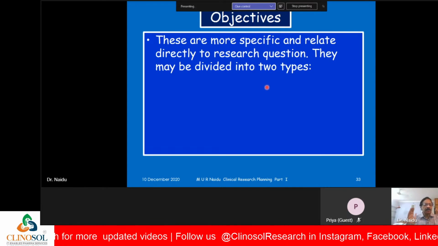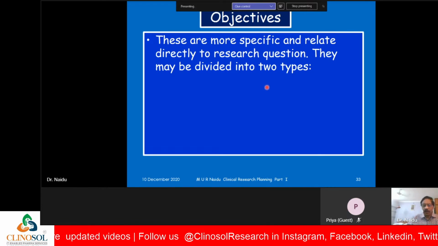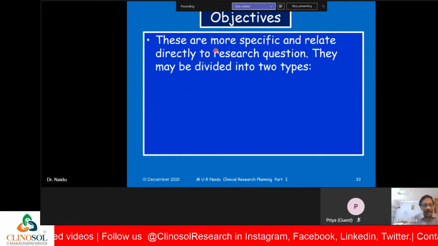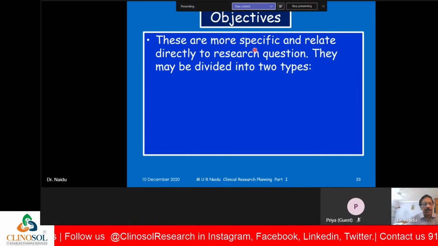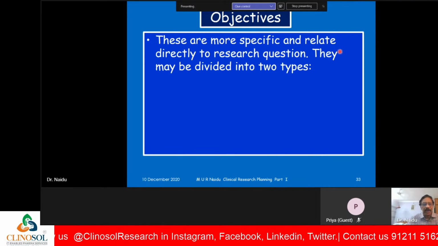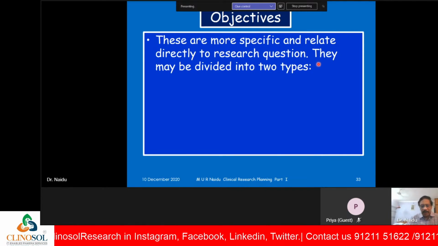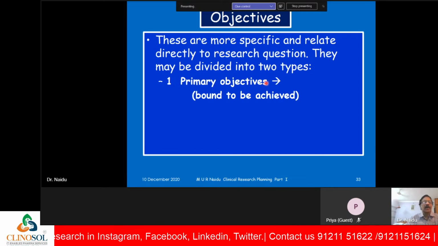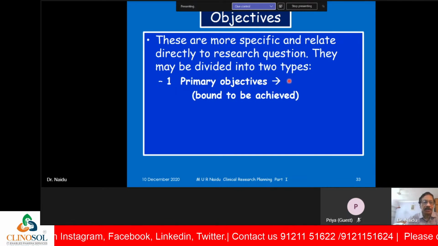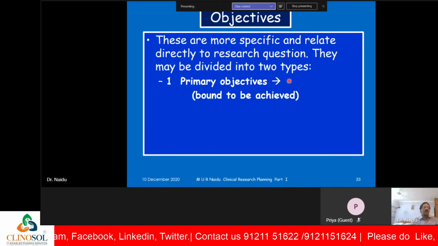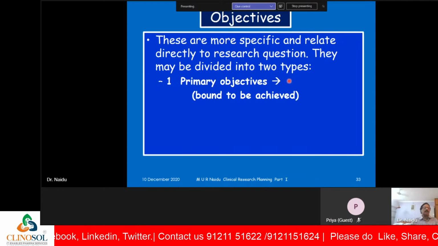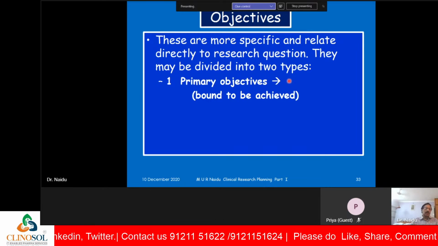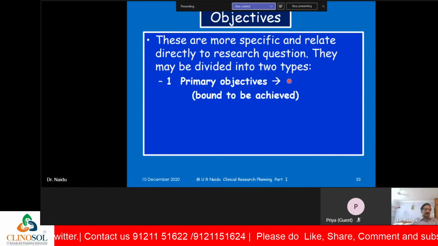They don't have any specific thing. Objectives are very specific because they tell about your research question, and mostly they are divided into two. One is your primary objective. Primary objective means what exactly you want to do. I'll give another example. You wanted to test a new drug for diabetes.